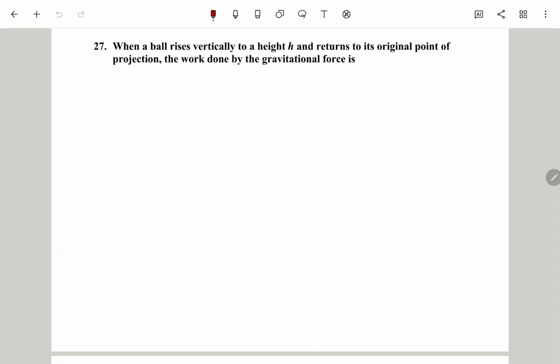When a ball rises vertically to a height h and returns to its original point of projection, the work done by the gravitational force is, now the work done in this case is equal to 0. If you start from point A and move to point B and back to the same position right here, if the force is conservative, then the work in this case is equal to 0, and the gravitational force is actually a conservative force. So to answer this question, the work in this case is equal to 0.